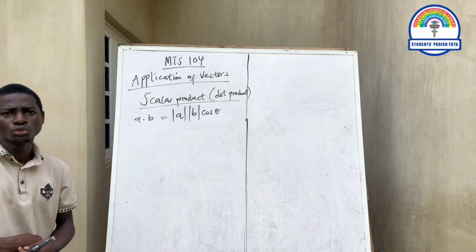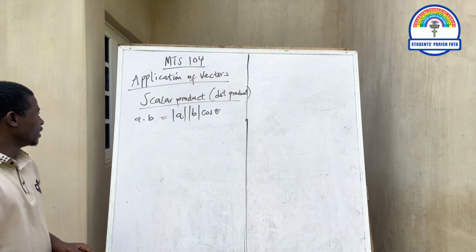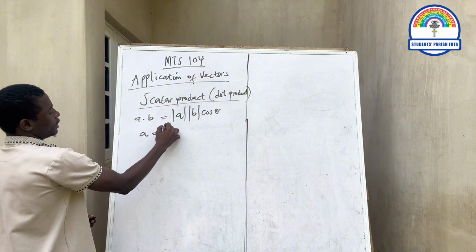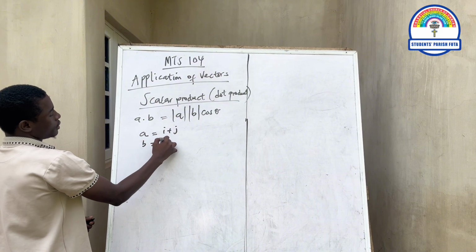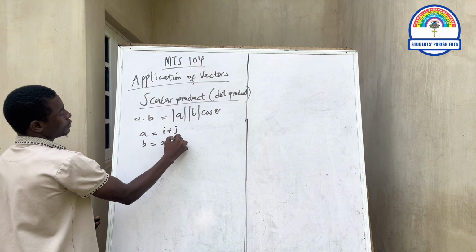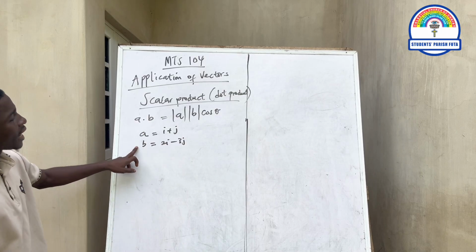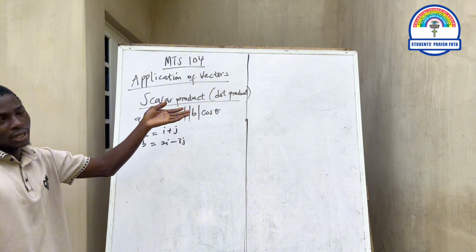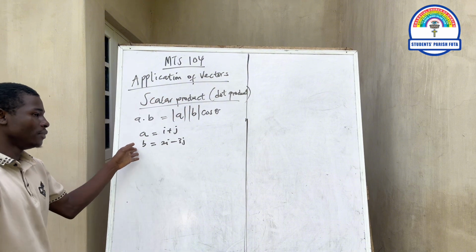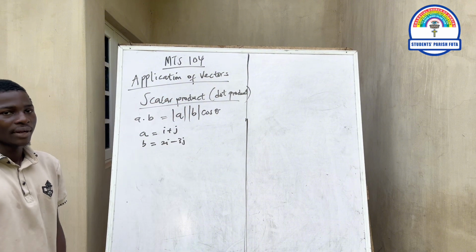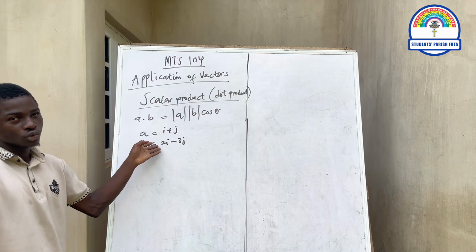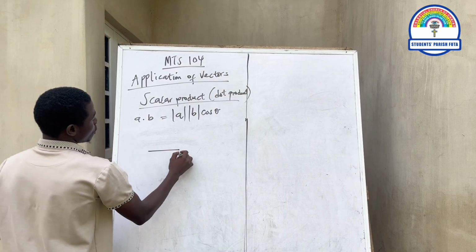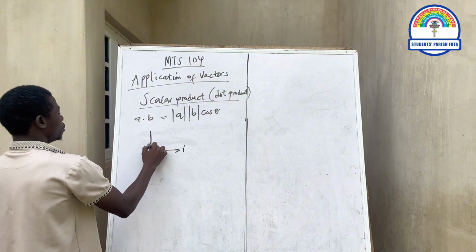Now there's something you should note, but I will explain further when we do that. If your vector A and your vector B, let's call these 2i minus 3j for example, are perpendicular, your scalar product would be 0. If they are parallel, it means they are the same direction. Just note this, that this is your i and this is your j.